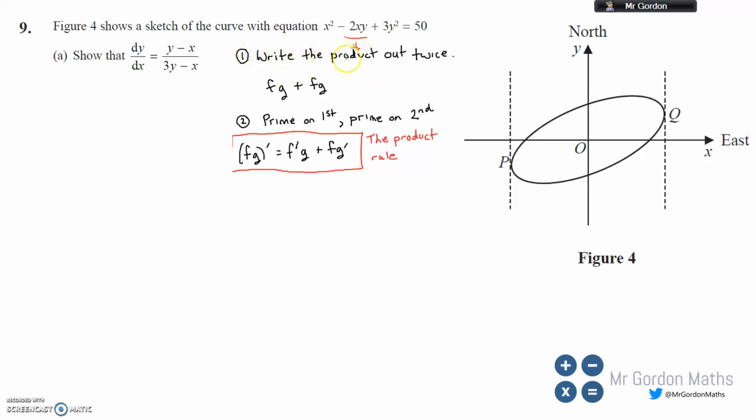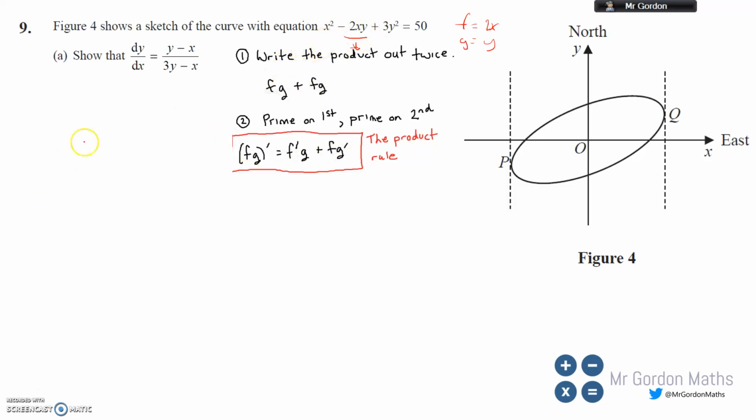I just grabbed this from the internet, a nice way to remember the product rule. Write the product out twice. So your two functions, let's say f equals 2x and g equals y, for example. Then you write fg out twice, put a prime on the first one, so the differential of f times g, and put a prime on the second one, f times the differential of g. That's the product rule. Let's see if we can use it to differentiate this.